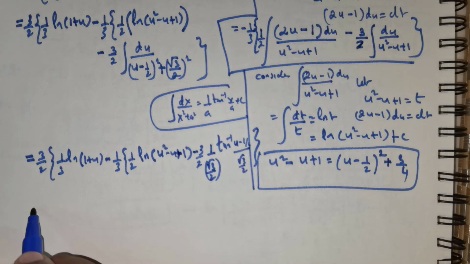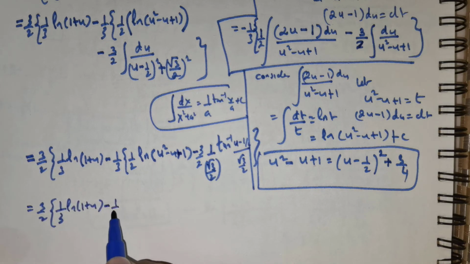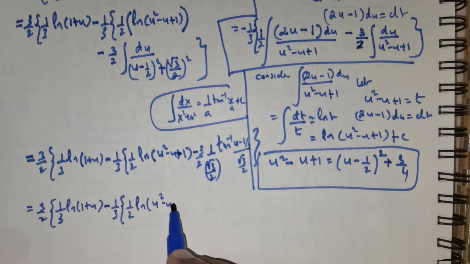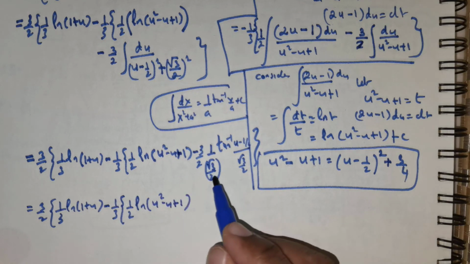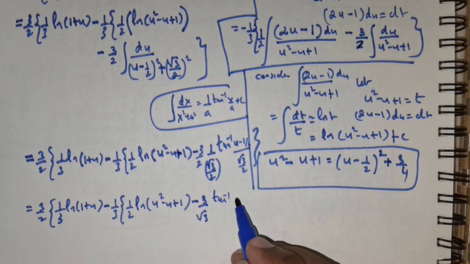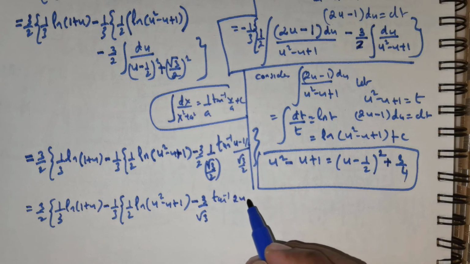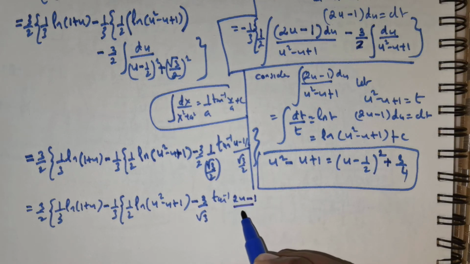So let me rewrite this. This is equal to 3 over 2, 1 over 3 ln of 1 positive u, negative 1 over 3, 1 over 2 times ln of u squared negative u positive 1. If I flip this, the 2 and the 2 will get cancelled, right? So this is going to be negative 3 over root of 3 tan inverse of x over a. X over a is u negative 1 over 2. That's going to be 2u negative 1 divided by 2.